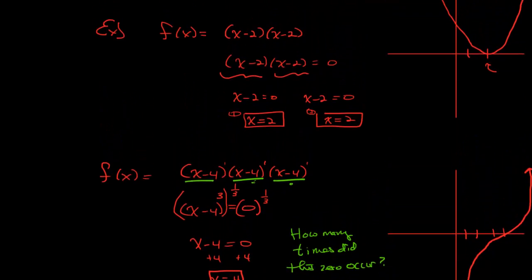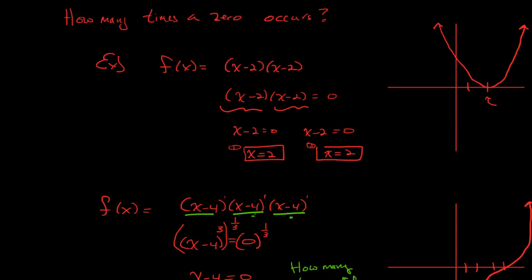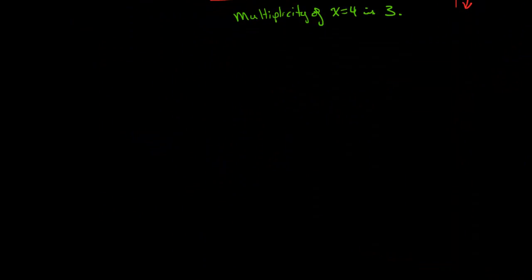If we go up to the graph prior, and I ask for the multiplicity of x equals 2, notice here it occurred once, it occurred twice. Therefore, that equals a value of 2 as well. So it occurs twice. The multiplicity is 2. So the multiplicity is how many times that zero occurs.